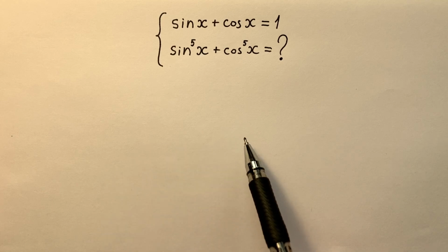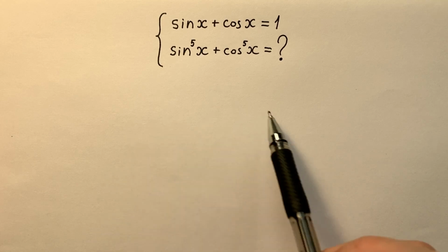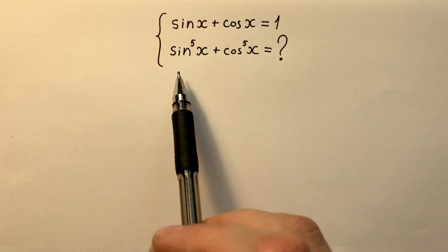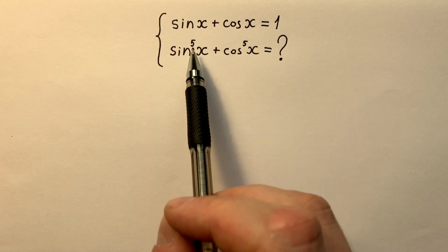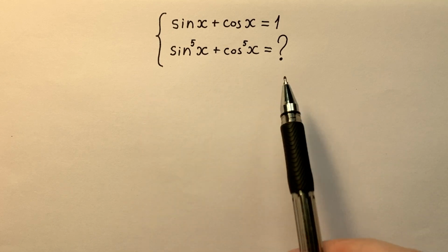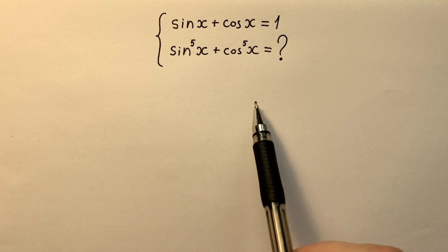Several days ago I played a fun game with a kid. He doesn't even know what sine and cosine mean. But I said, can you guess what sine to the power of 5 plus cosine to the power of 5 is equal to? If you guess right, I'll buy you a huge milk chocolate right now.